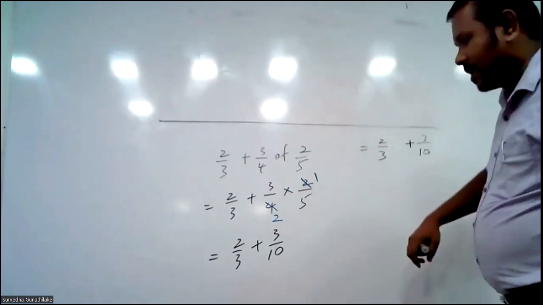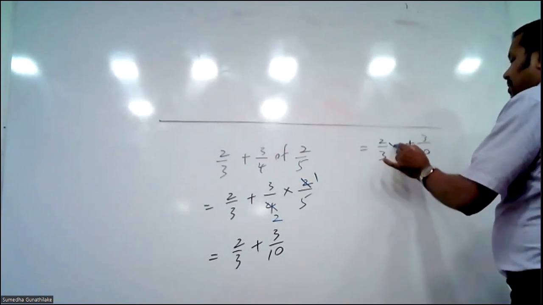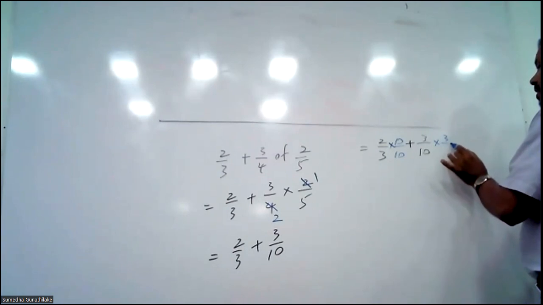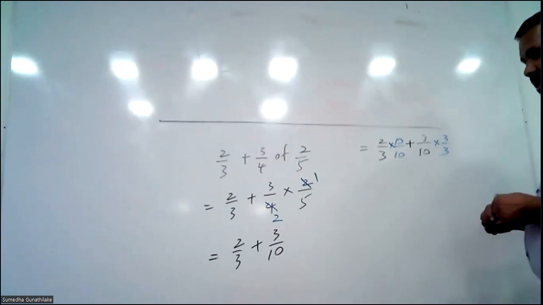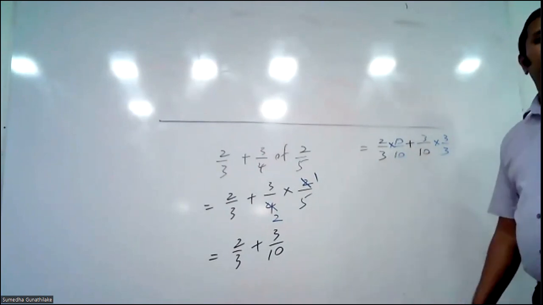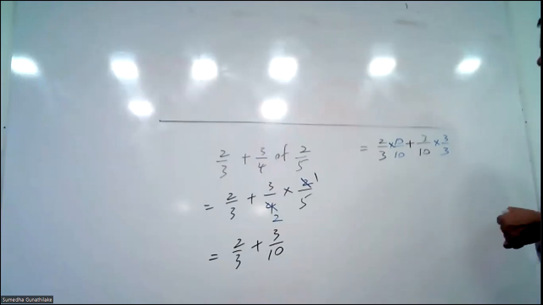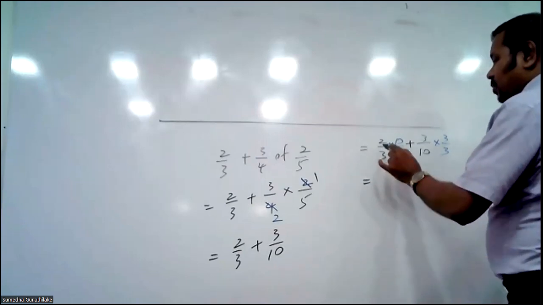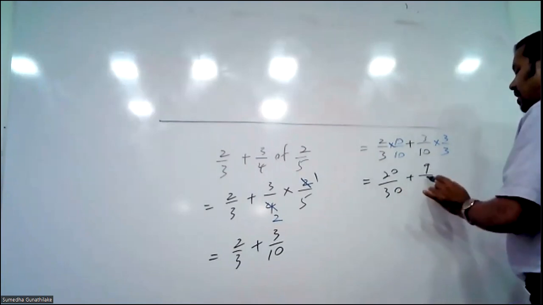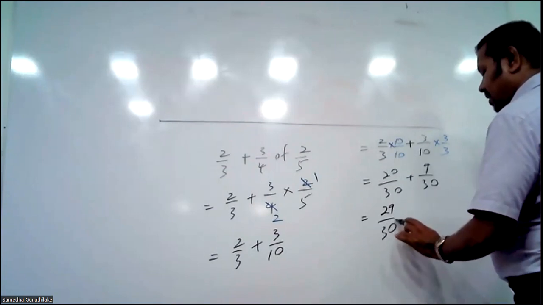You have to equalize the denominators. Then we interchange 3 multiplied by 10 and 10 multiplied by 3. Because LCM of 3 and 10 is 30. Both denominators converted to 30. 2 into 10, 20 upon 30 plus 9 upon 30 is 29 upon 30 is the answer.